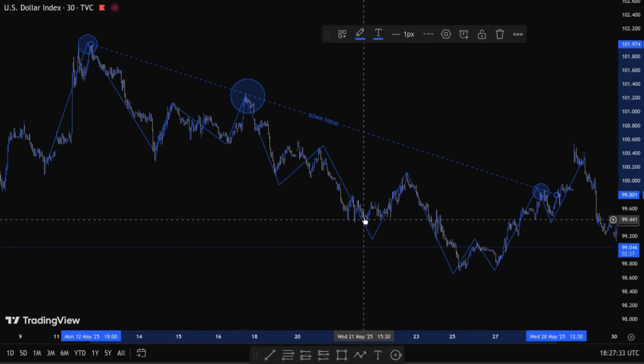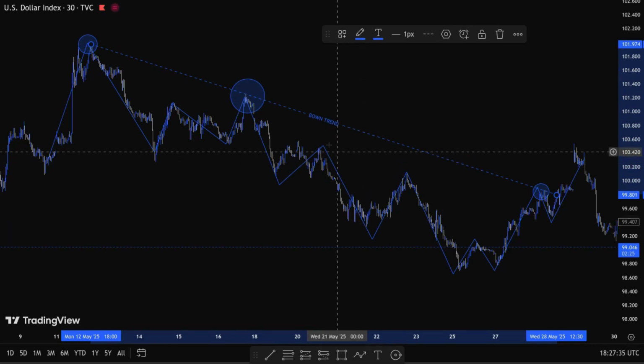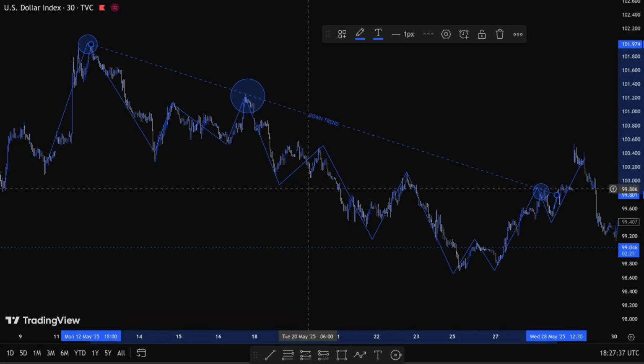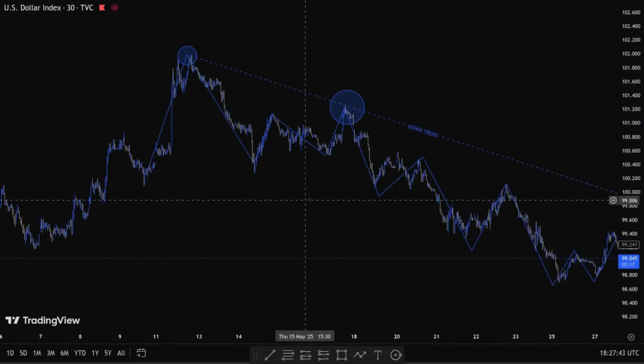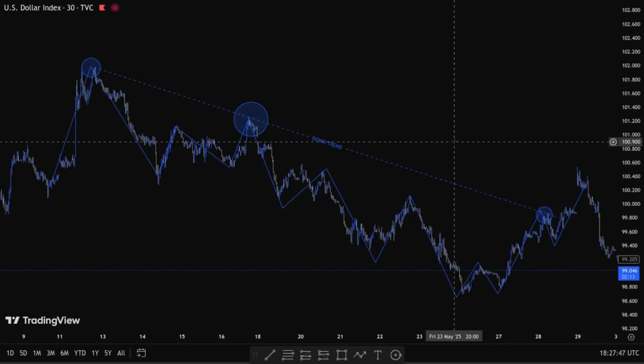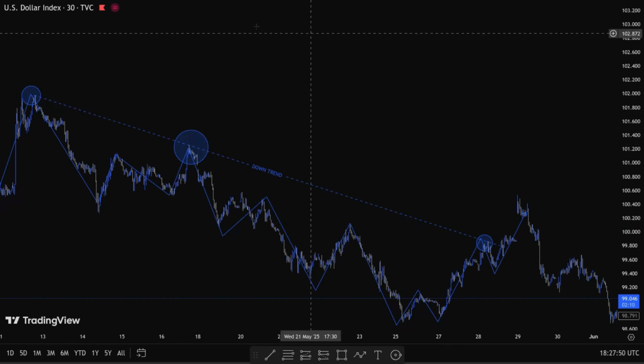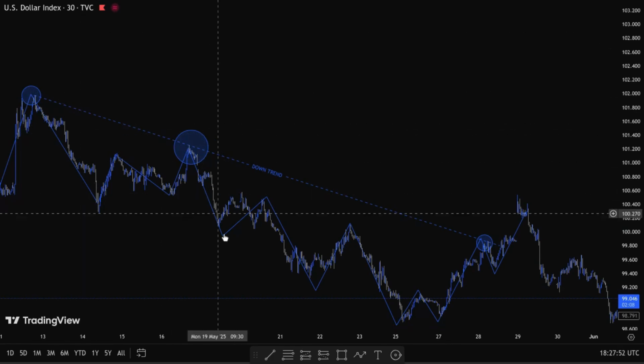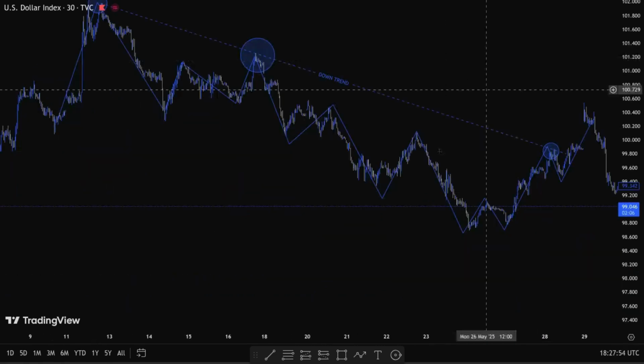This is a downtrend. Whenever I see this kind of thing, you should know that price has changed structure. But yeah, this is a downtrend, and this is how it looks like. First bounce, second bounce, third time.